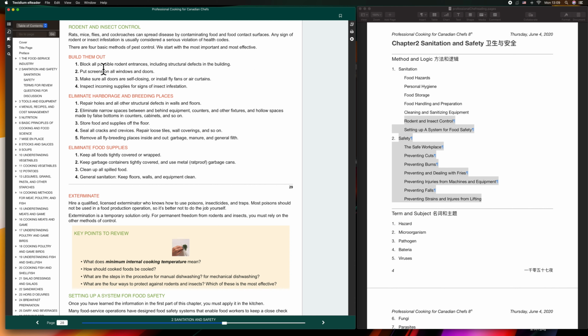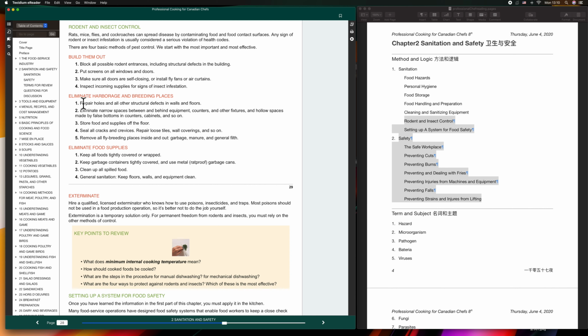Any sign of rodent or insect infestation is usually considered a serious violation of healthy codes. There are 4 basic methods of pest control. We start with the most important and most effective. Build them out. First, block all possible rodent entrances, including structural defects in the building. Number 2, put screens on all windows and doors. Number 3, make sure all doors are self-closing or install fly fans or air curtains. Number 4, inspect incoming supplies for signs of insect infestation.